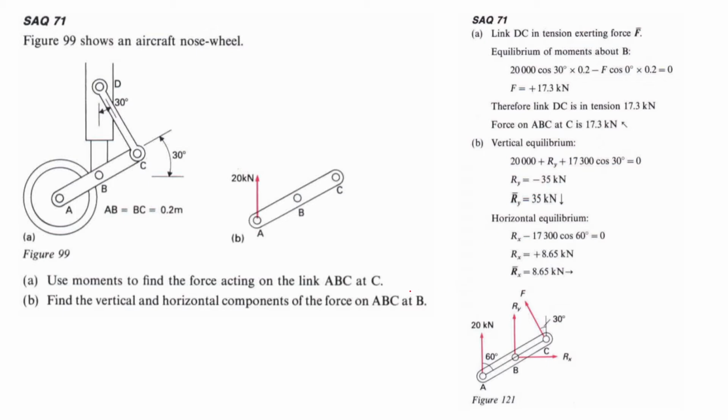You can have a look at this question. Again, this uses trigonometry. Here you have an aircraft nose wheel. The question says use moments to find the force acting on the link. This is a very hard question, but you're welcome to have a look at it. Find the vertical and horizontal components of the force on A, B, C, at B.